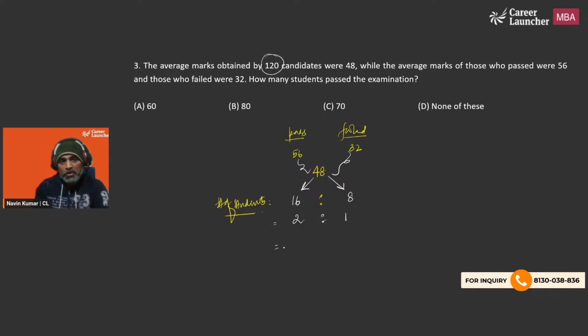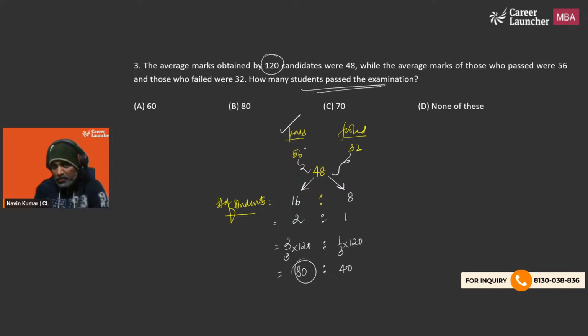So the number of students who have passed is going to be 2/3 of 120, and the number of students who failed is going to be 1/3 of 120. So 2/3 of 120 is going to be 80, and 1/3 of 120 is going to be 40. Since we are asked how many students pass the exam, so pass is the first column, which results in 80. So that gives us B as the answer. The other approach is using weighted average, which might be a little calculative or lengthy, but it's completely up to your choice. So I'll write down that equation as well.